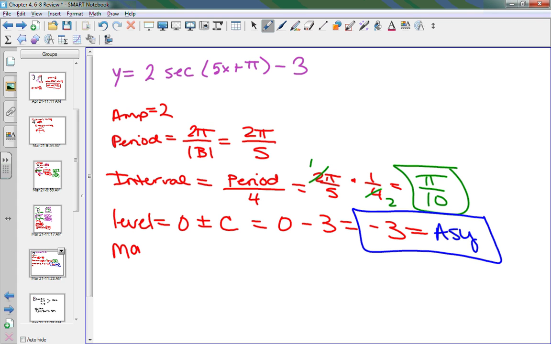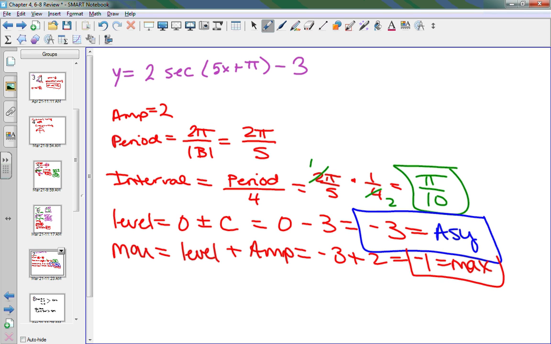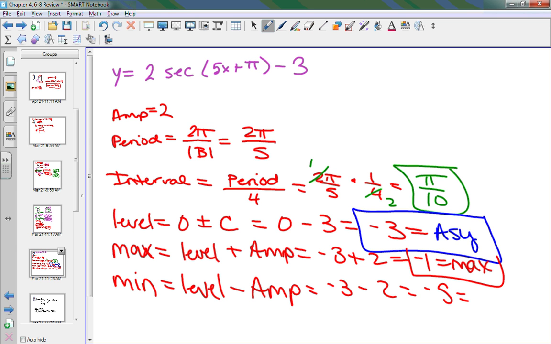My max is going to be my level plus my amp. So my level is -3 plus my amp, which is 2, to give me -1 as my max. My minimum is going to be my level minus my amp. So that's -3 minus 2, which gives me -5 as my min.